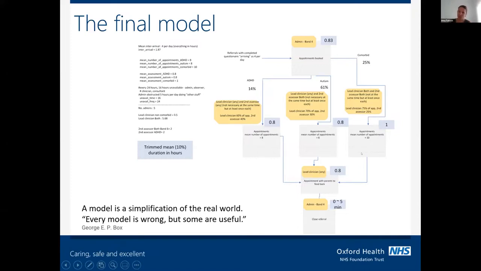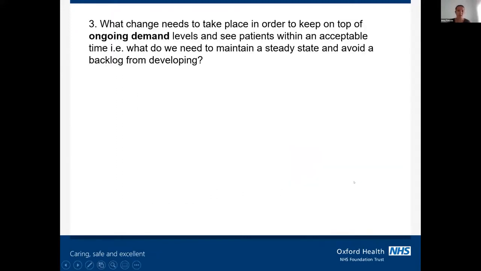I wanted to mention that the model is a simplification of the real world. The pathway itself is obviously far more complex. There are several assumptions that I will go through later, which simplify the model. So what changes need to take place in order to keep on top of the ongoing demand and see the patients within an acceptable time? For this, I would like to demo the tool.